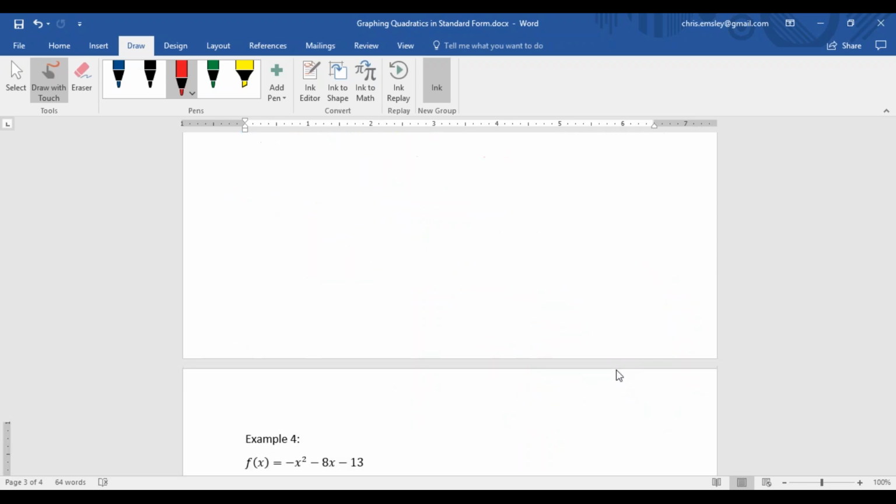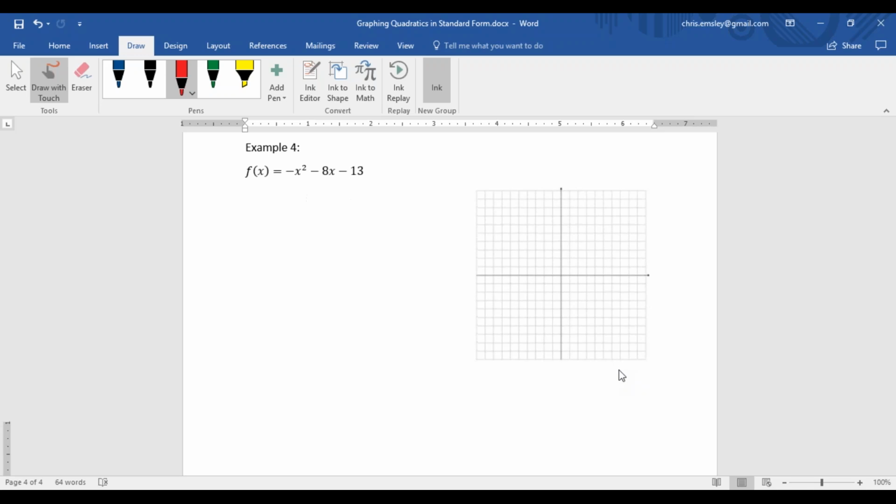Okay, just one more example in this video. I want to make sure you guys really have this, and this one has some fractional intercepts. So we'll take a look at it. Okay, again, same checklist. Start with a. a is -1, so that tells us that this is going to face down.